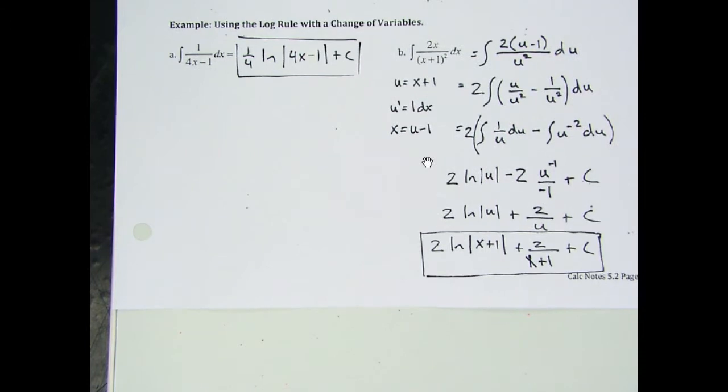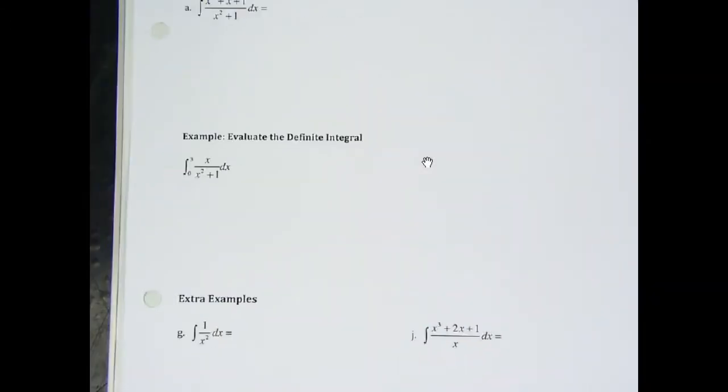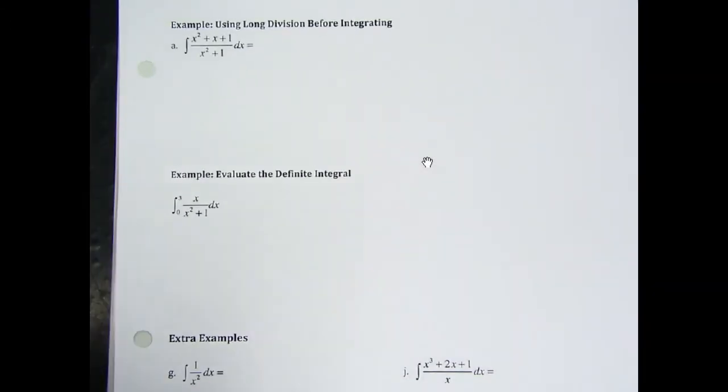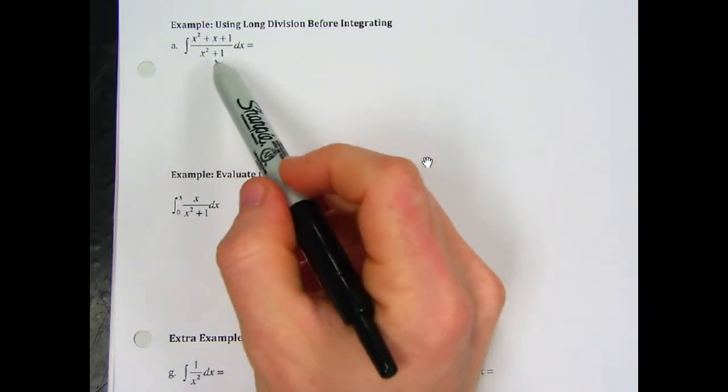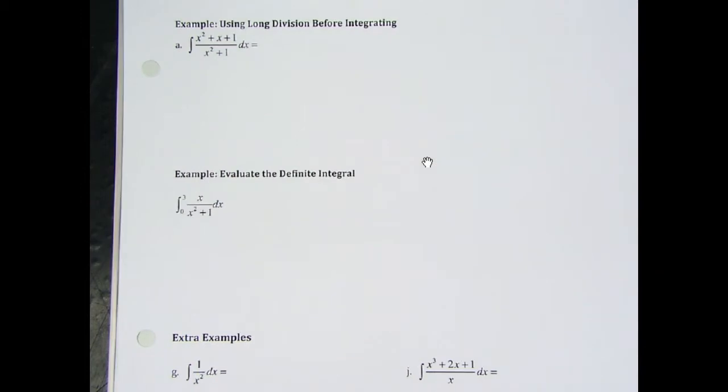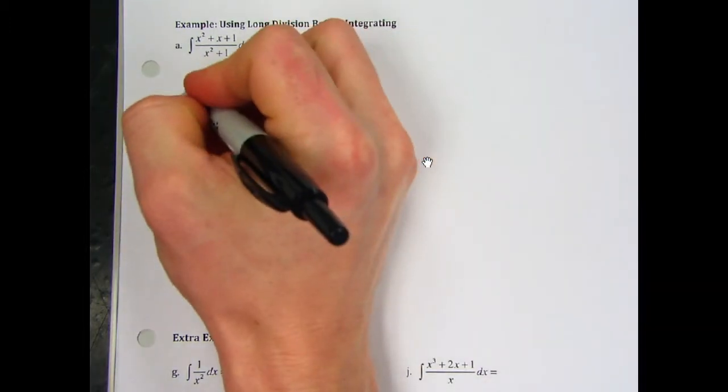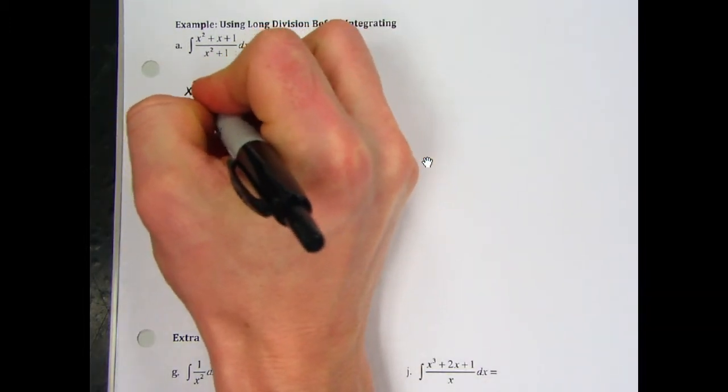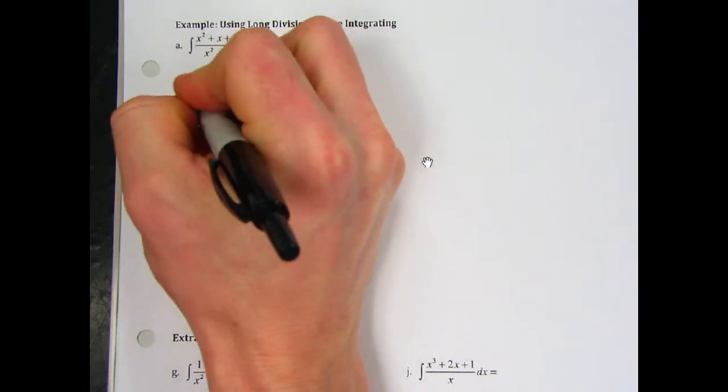Our next example is going to show us how we can use long division before integrating. If you remember, on our last example we had multiple fractions, and then we could integrate each fraction separately. That's really what we're going to do using long division: break this up into separate terms. Long division, hopefully, is not too far from your mind. We're going to rewrite this: x squared plus x plus 1 divided by x squared plus 1.